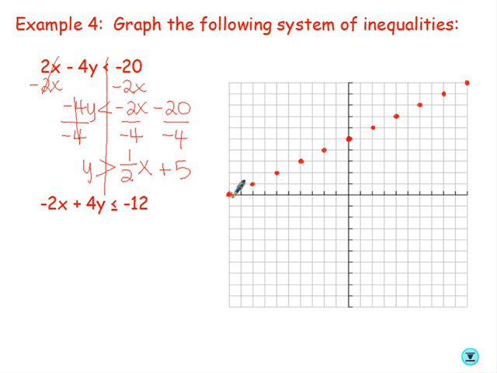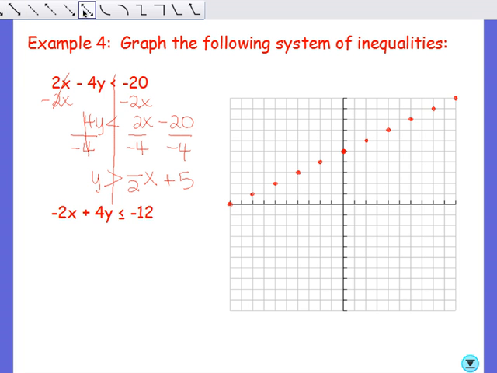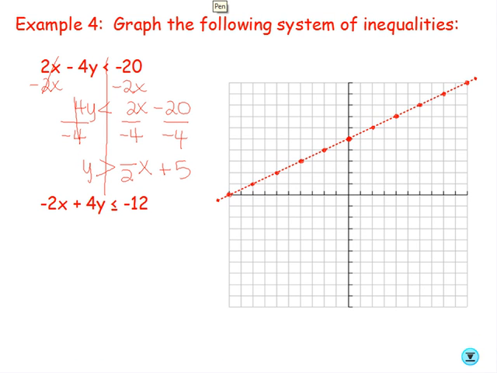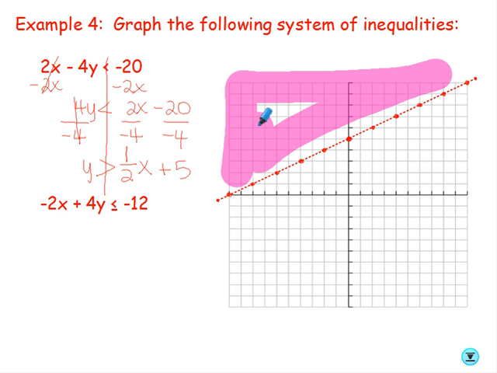Dashed or solid line? No bar, dashed line. The final step is shading. That is a greater than, so I'm going to shade up from my line. Up this way and over that way.